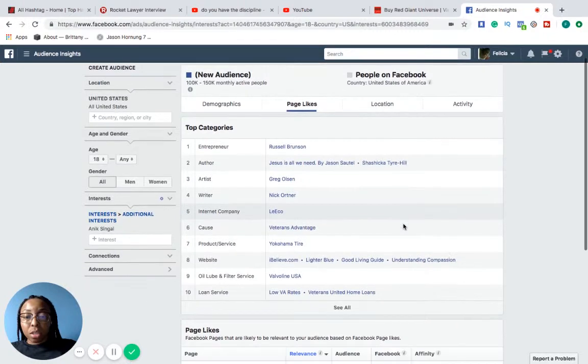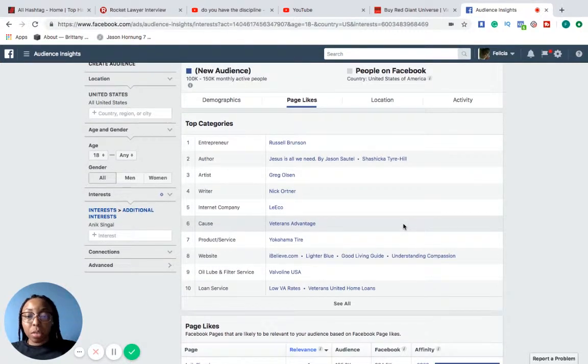You just wanted to see what other content you can use to create some type of information to get you to understand or know who you're targeting.